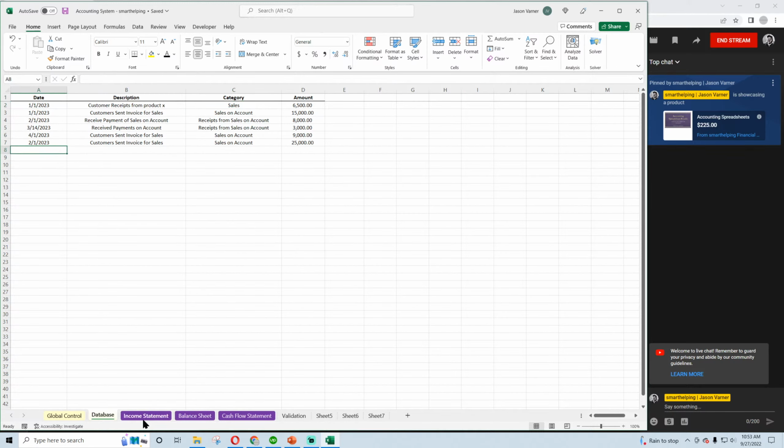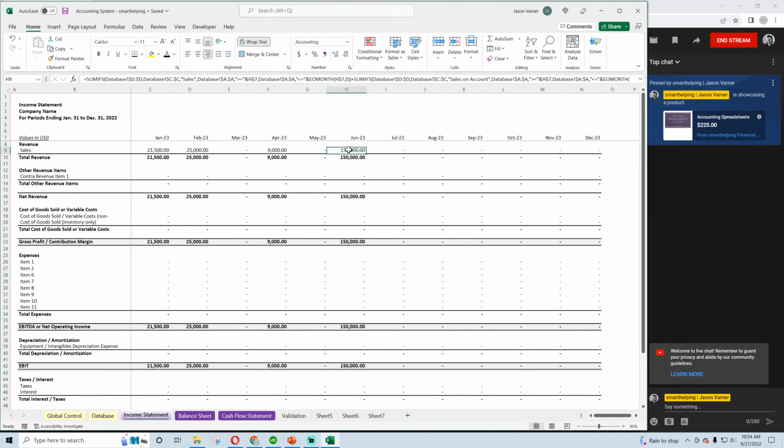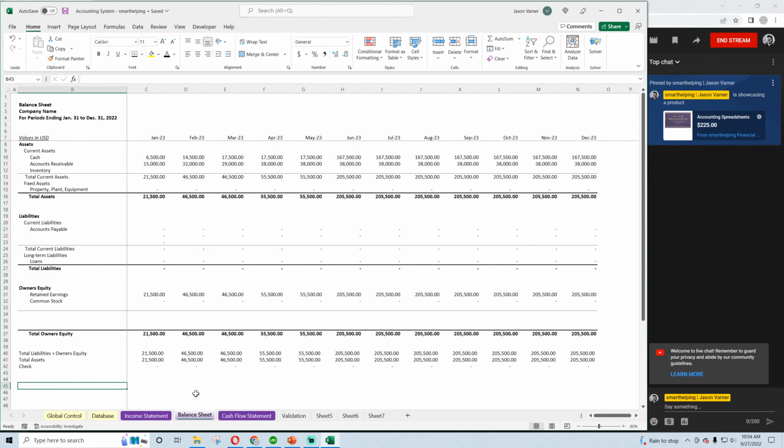So let's say, in June 2023, sales, we'll just put, let's say make another $150,000 in sales. No on account, they're just completely received. So how does that affect income statement? Well, there's the revenue, net income, balance sheet. What happens to cash?